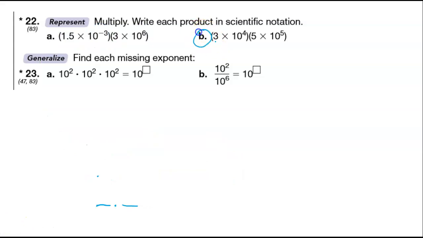Okay, so for B, we have 3 times 5, which is 15. That's going to be a problem. We're going to have to solve that here in a minute. Let me erase this.